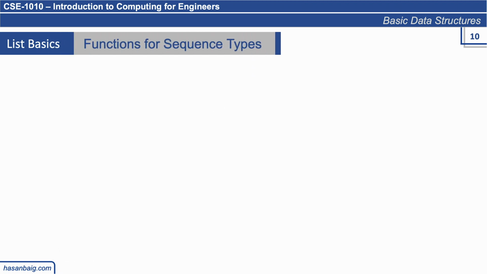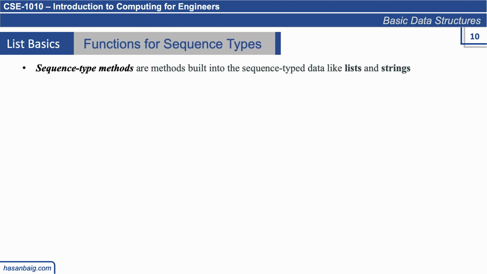Okay, so functions for sequence types. Sequence types are objects which have a sequence of elements, like characters. A string is also considered a sequence type object because it contains a sequence of characters. A list is also a sequence type object because it contains a sequence of elements.